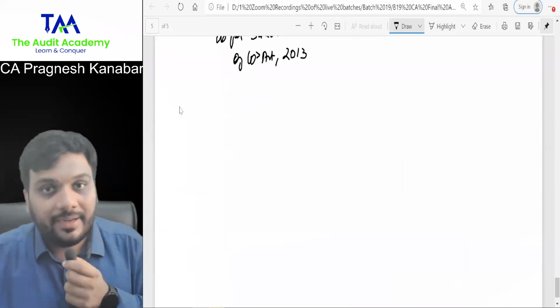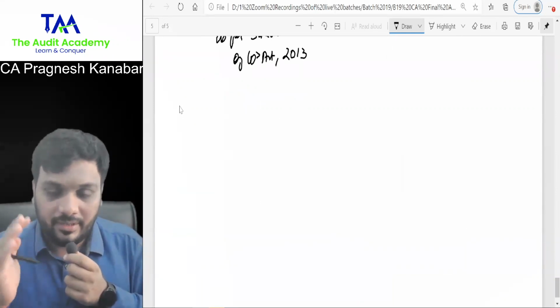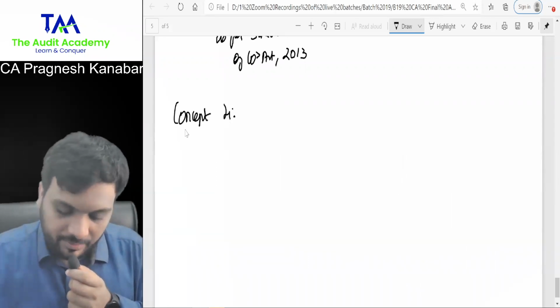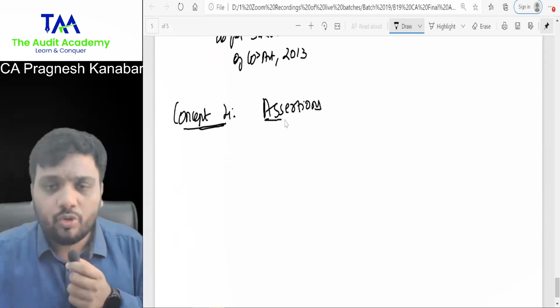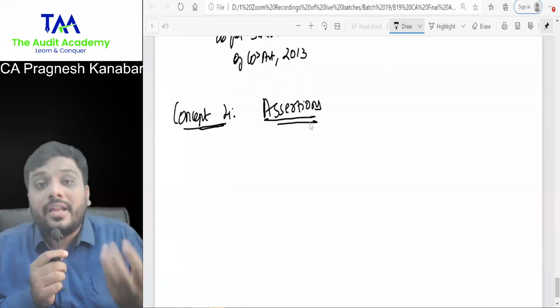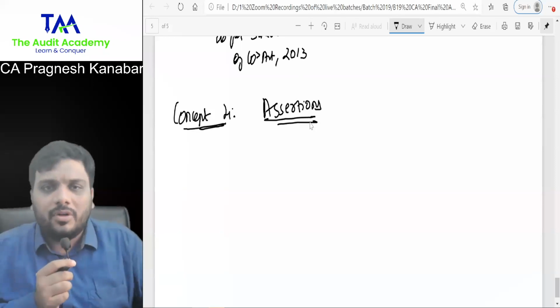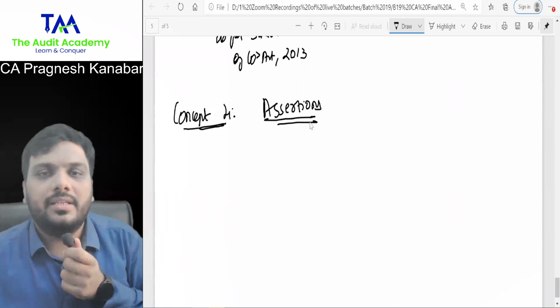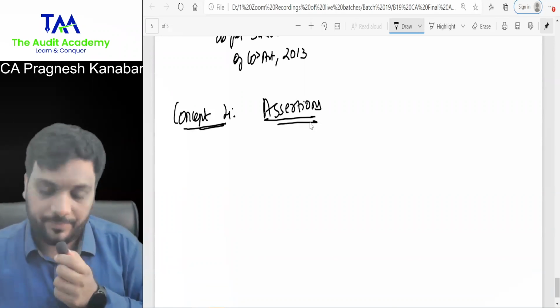What you will do is leave one line after the concept of audit evidence. You will just leave one line and write concept number 4, assertions. For the students who were confused, for the students who could not connect with my discussion, forget about the last 10 minutes or 7-8 minutes. Just focus on what I'm doing now. Concept of assertions.